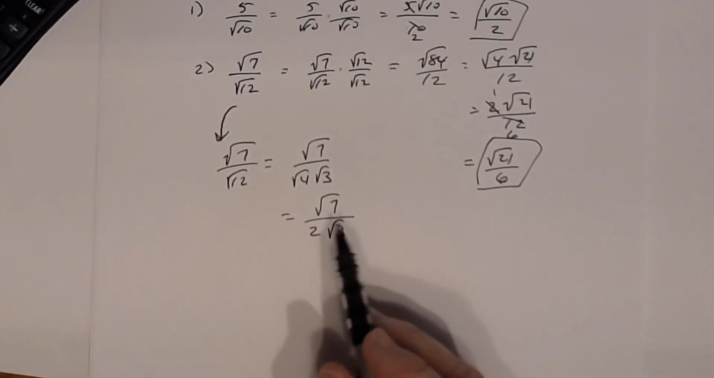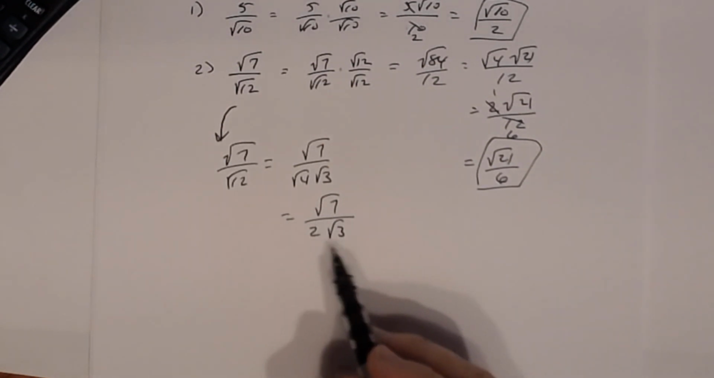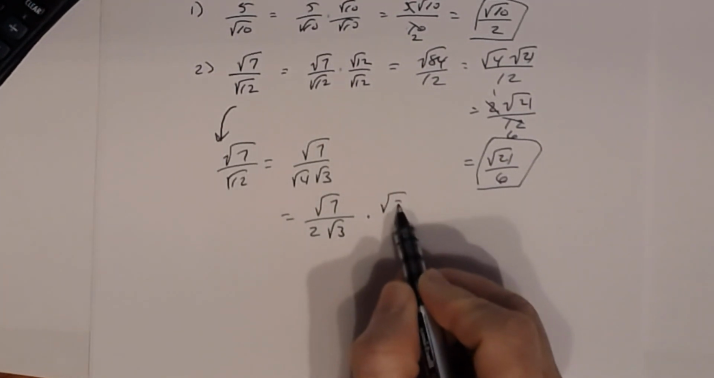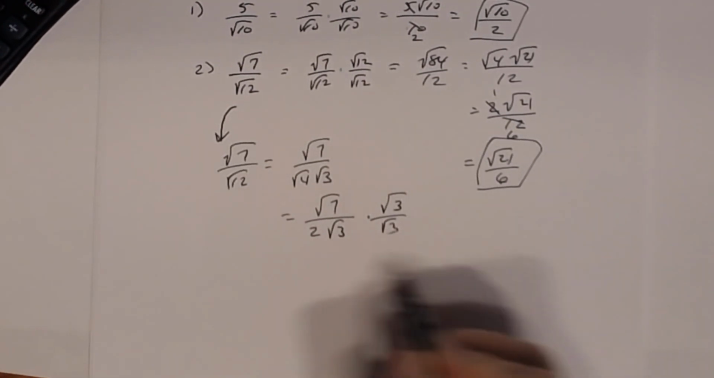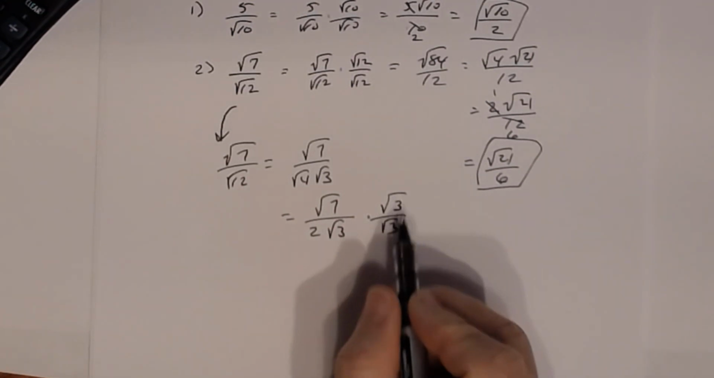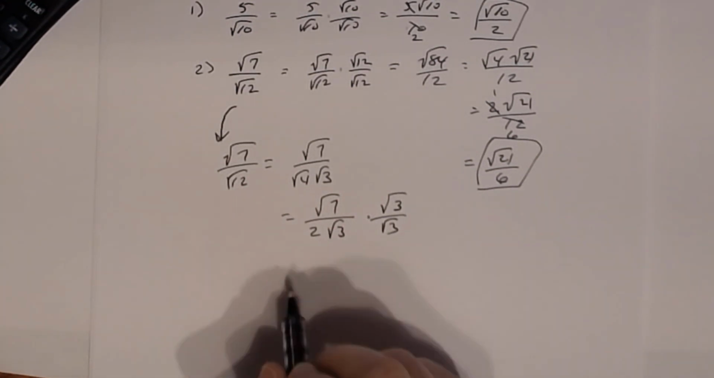And then if I want to rationalize that denominator, if I want to get rid of that square root in the denominator, then all I need to do is multiply the numerator and the denominator by that square root. Not the 2. Leave the 2 alone. It's this you want to get rid of. So you just multiply numerator and denominator by the square root of 3.